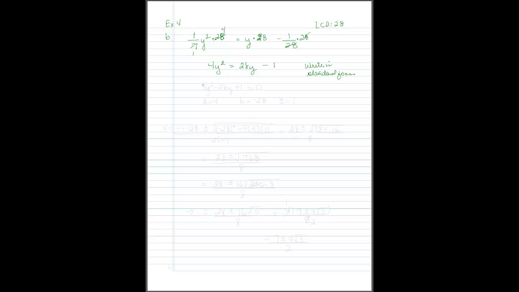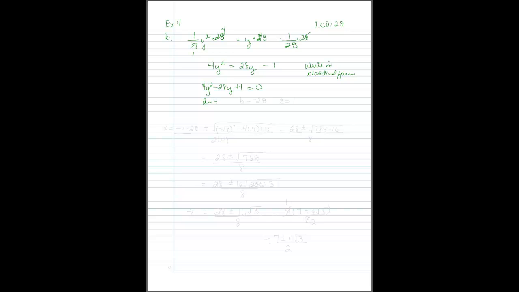So that means we're going to subtract. I'm not going to show this, I'm just going to tell you exactly what we're going to do. We're going to subtract 28y and we're going to add 1. Once we do that, we're going to bring it over from the right hand side to the left, and it's going to be equal to 0. So we have 4y squared minus 28y plus 1 equals 0.